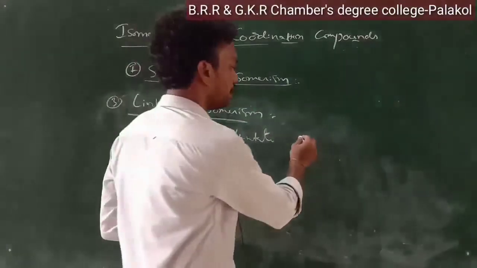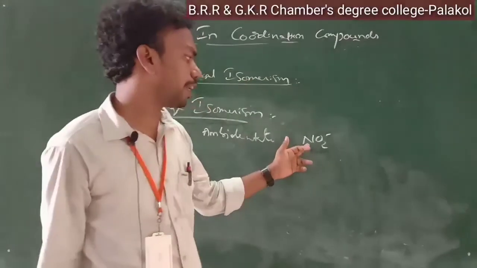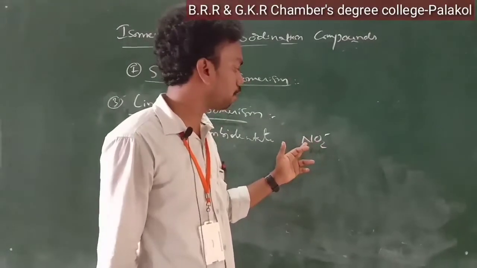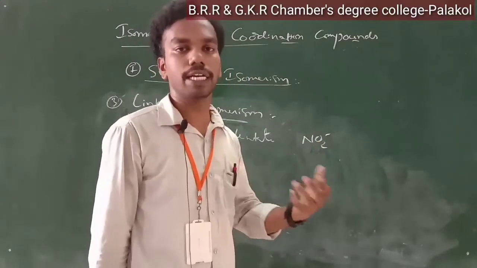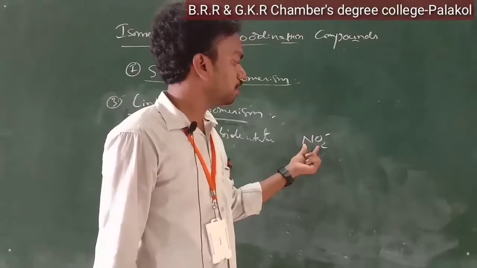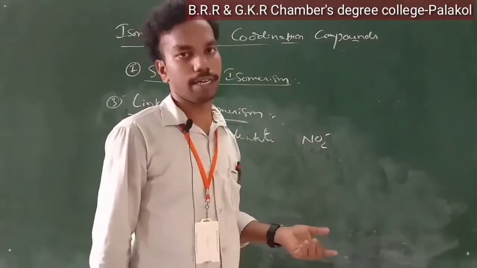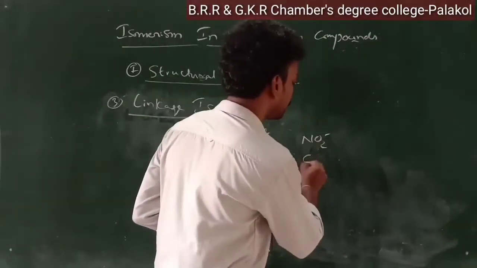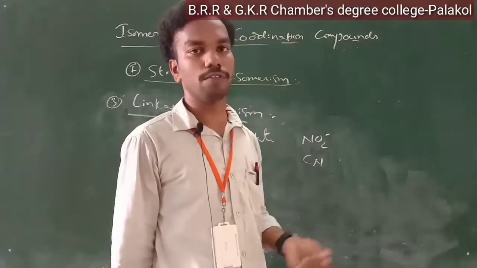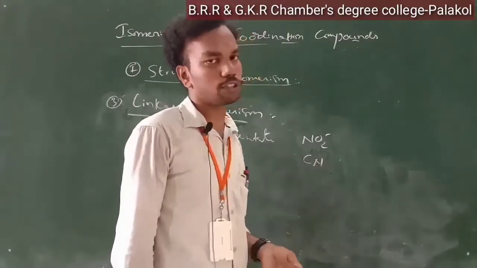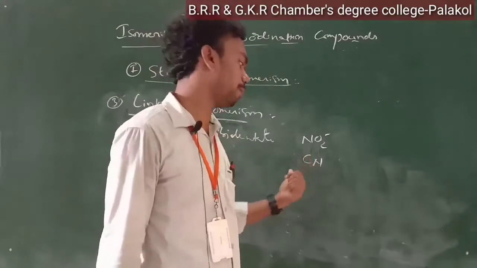For example, taking NO2 minus. Here nitrogen is a donor atom, and at the same time oxygen also. Nitrogen has one lone pair of electrons and oxygen also has lone pairs of electrons. So both are capable of donating their lone pair to the central metal atom. Here there are 2 donor atoms, but at a time only 1 lone pair is donated, either nitrogen or oxygen. And cyanide, CN minus: carbon has 1 lone pair and nitrogen also has 1 lone pair. Both are capable of donating, but at a time only 1 lone pair is donated to the central metal atom, either carbon or nitrogen.